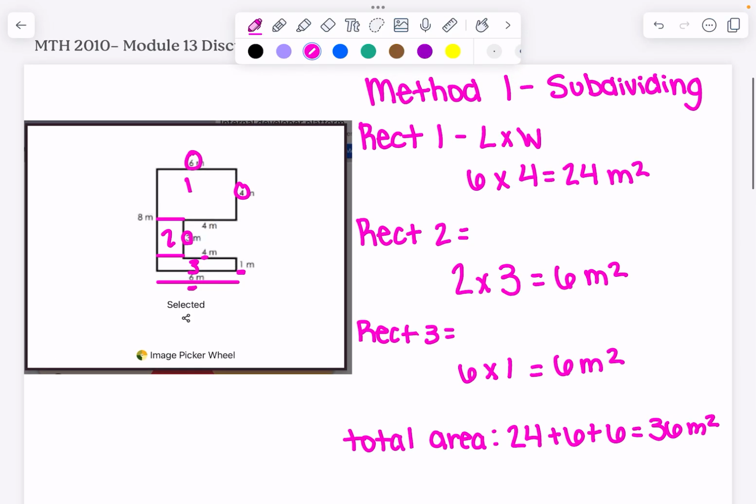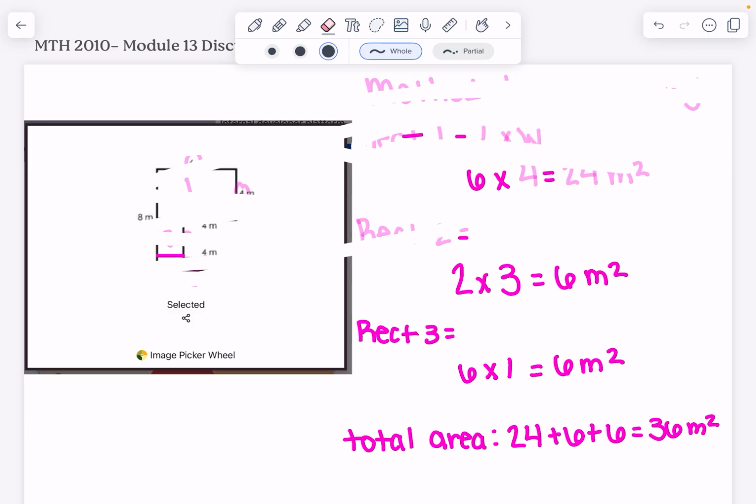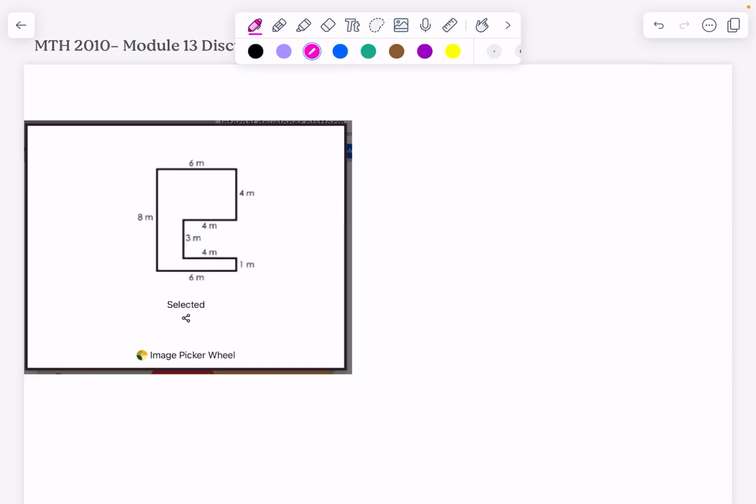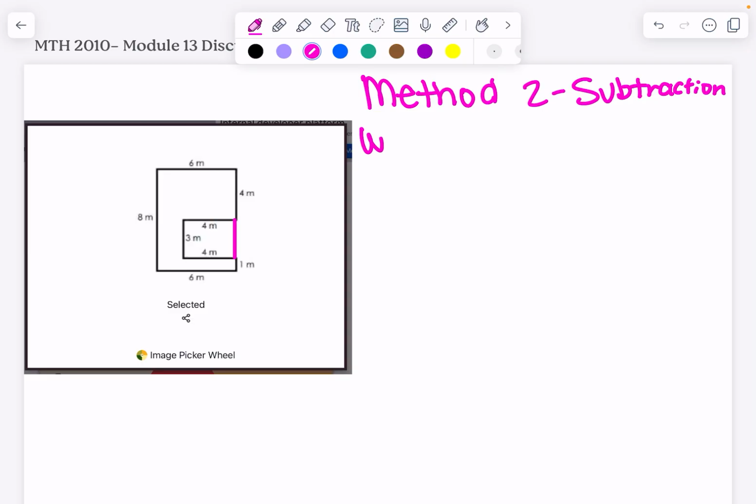So now that we have seen this way, let's do another method. Method 2 is by subtraction. So when we are subtracting, we want to fill in this gap that we have, or the missing part. So when we are using this method, we need to take the total area of the whole figure. So I'm going to put whole.